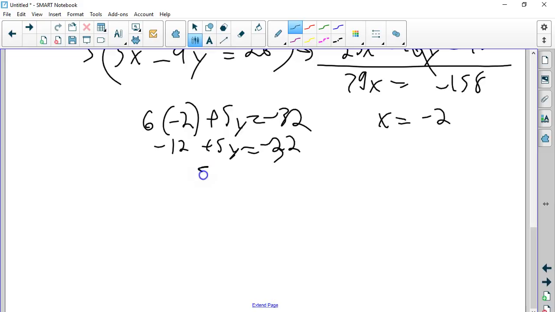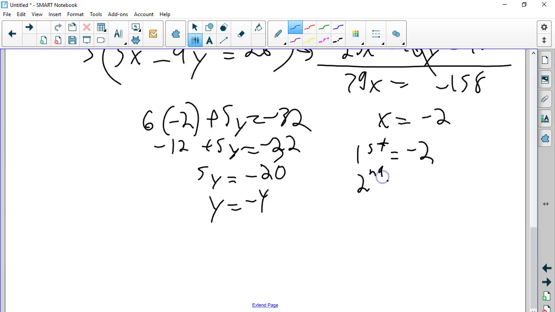Add 12 to both sides. 5y equals -20. I don't know what I was thinking there. Divide by 5. Y equals -4. So my first number is -2, and my second number is -4. And that's it.